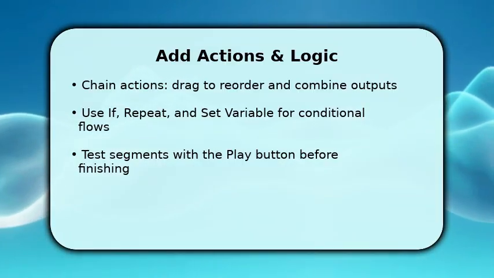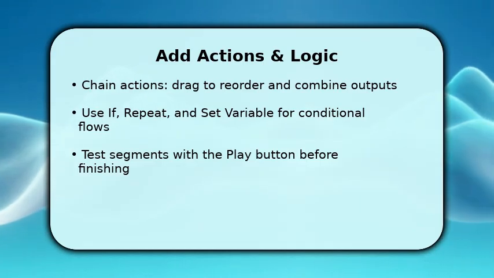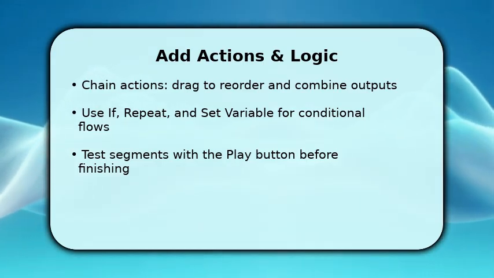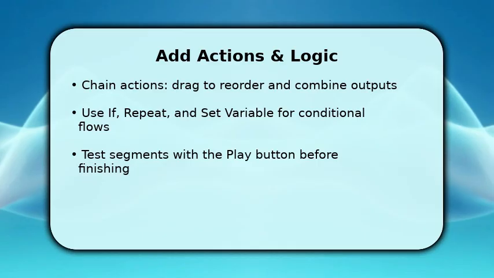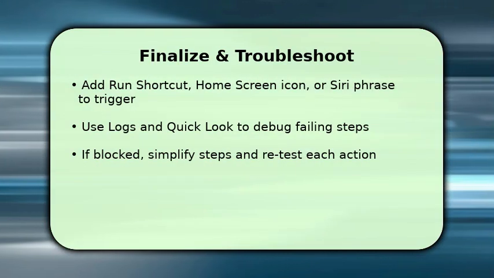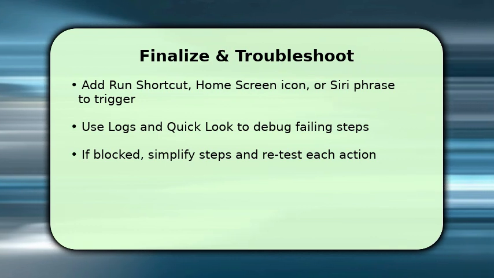Make sure to use descriptive names for variables and inputs because clear labels prevent errors when your shortcut grows. Finish by adding a trigger, run shortcut, home screen icon, or a Siri phrase so you can launch it easily. Then test the full shortcut end-to-end, use quick look or show result actions to inspect outputs as it runs.